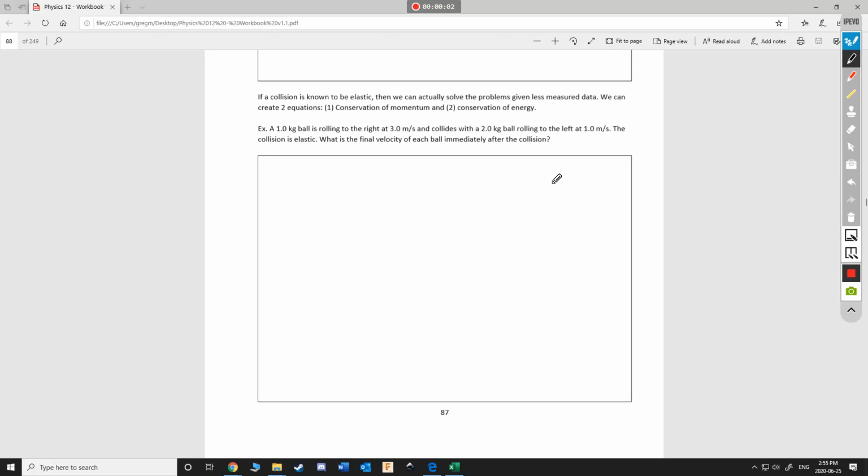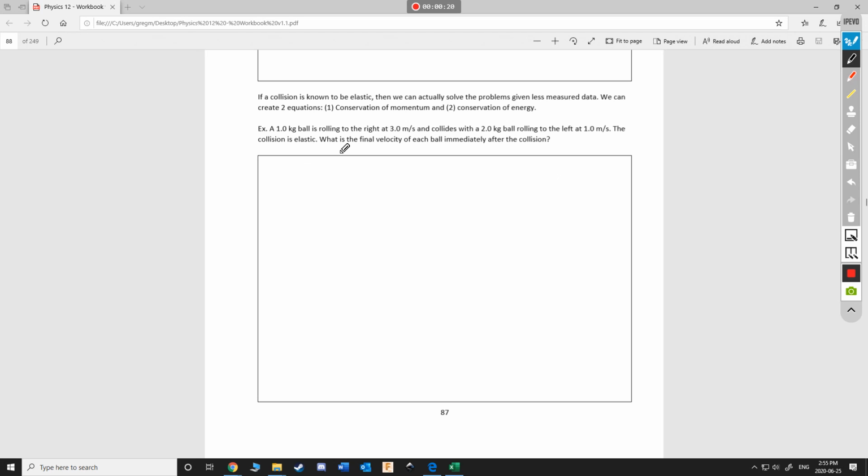Okay, so here's our last question today. This is going to be an elastic collision. These ones, we can actually solve using a lot less data, because if we know that energy is conserved, we have a whole second equation that we can solve for. So we can actually solve for a scenario with two unknowns instead of just one, like the previous ones.